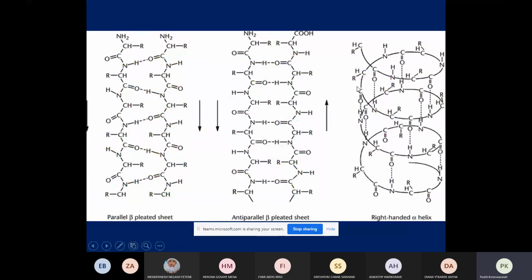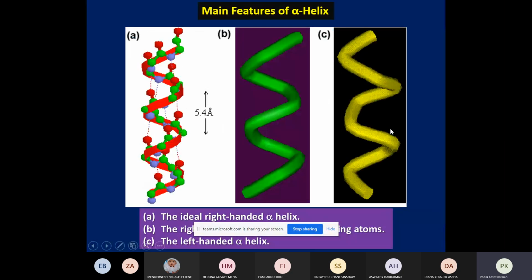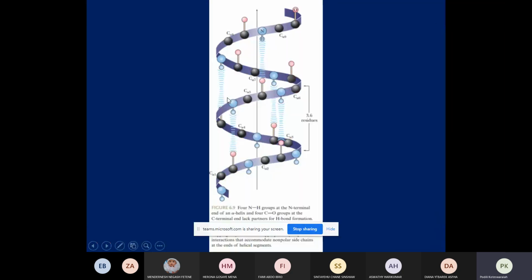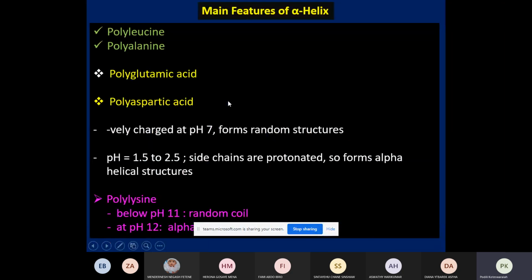And you can also notice here that when it is folded into the ordered form, the alpha helix, every carbonyl oxygen and the amide hydrogen of the first and fourth are involved in the intrachain hydrogen bond formation. That's why this intrachain hydrogen bond formation gives the rigidity to the structure of the alpha helix. And you can also notice clearly that every carbonyl oxygen and the amide hydrogen is involved in the hydrogen bond formation.